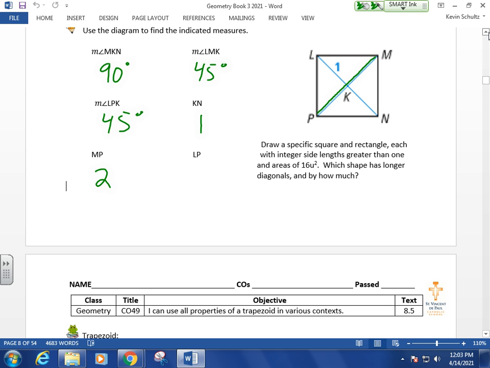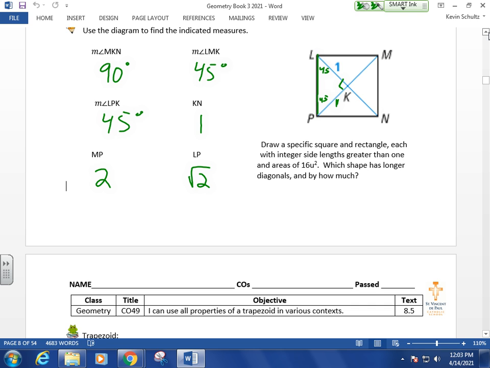And finally, LP. Here's what we have. LP represents the hypotenuse of a 45, 45, 90 triangle with leg lengths of 1 and 1. So going back to our 45, 45, 90 special triangles, we know that the hypotenuse is whatever the leg is times root 2. So 1 times root 2 is just going to give us root 2 as a value for LP. Okay, so those are your 6 answers for that section.